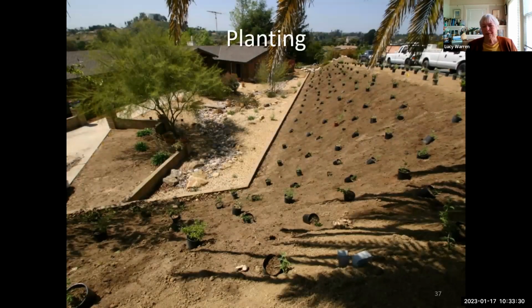So, planting. This is a slope in preparation for planting. As you can see, there's a lot of space in between those plants, and no, there are no additional plants going in between those containers where the plants are set.